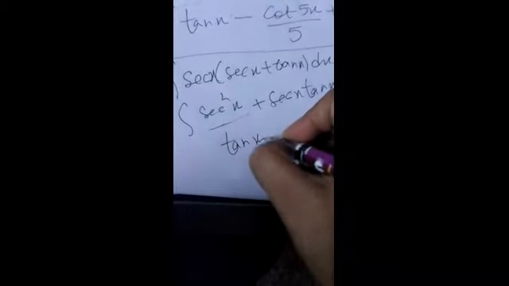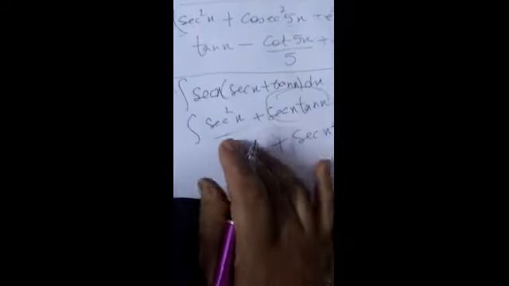What is the integration of secant square x? That is tan x. And what is the integration of secant x tan x? That is secant x plus c. So these are the few examples that you can see. I'm just giving you an idea how to solve.